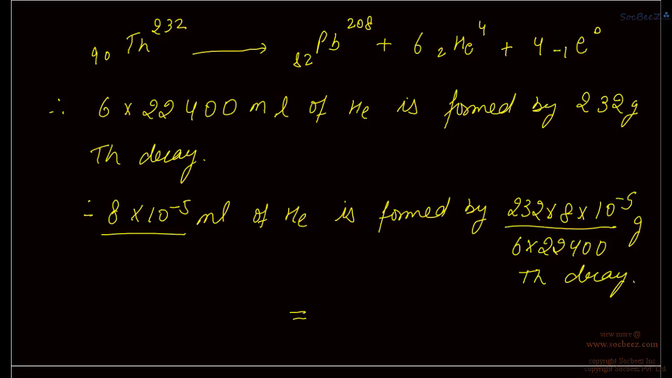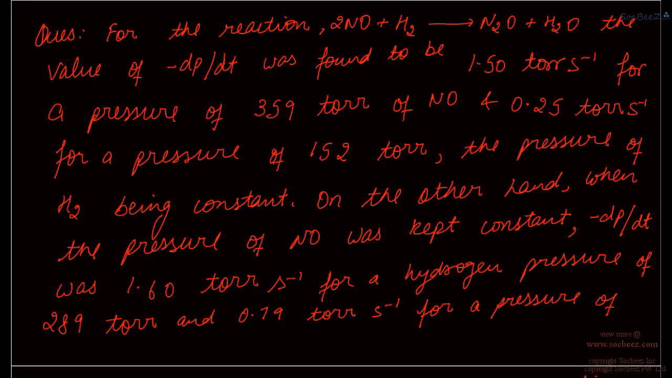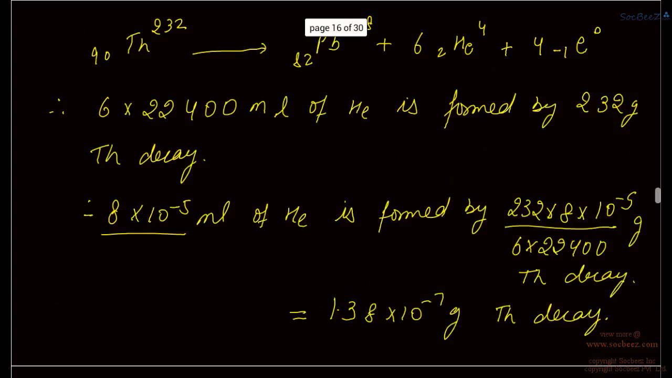Okay, so therefore from here we can say that this amount of helium is formed by 1.38 into 10 raised to the power minus 7 gram thorium decay. Now at time t, the sample has 5 into 10 raised to the power minus 7 gram of thorium.